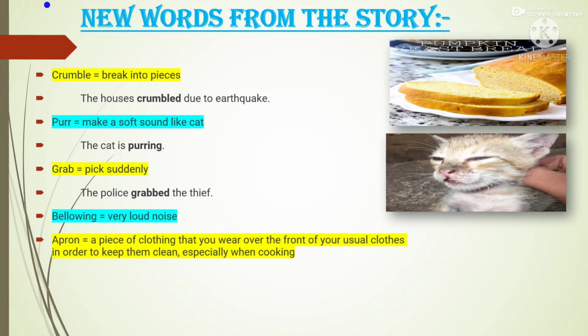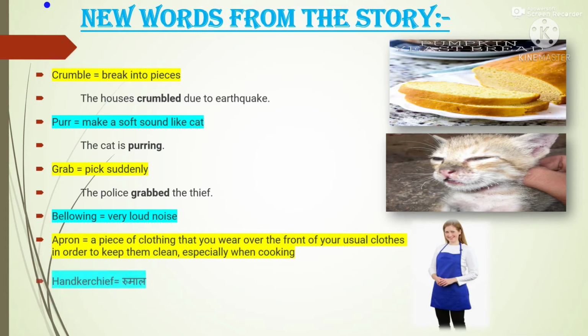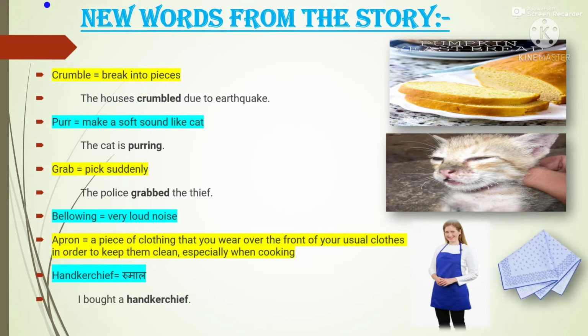Apron means a piece of cloth that you wear over the front of your usual clothes in order to keep them clean. Especially when cooking, we wear an apron. Okay, and also in a chemical laboratory, when we are going to do different chemical operations, what we call experiments, we also wear an apron. And also you can see the chicken cutter, the mutton seller, they also wear an apron. Okay, then handkerchief means rumal. I bought a handkerchief.